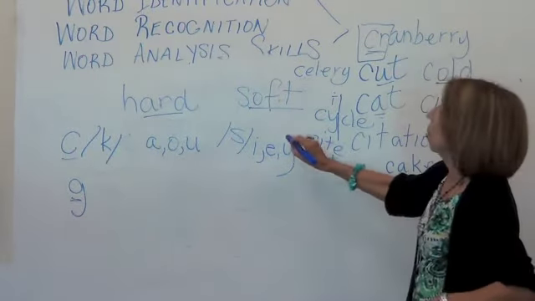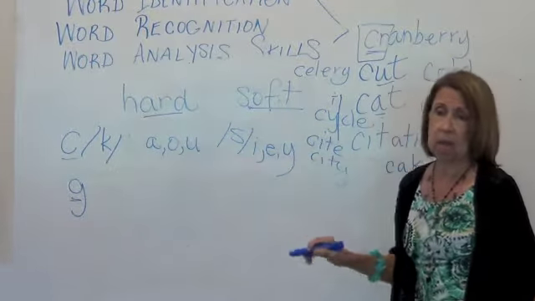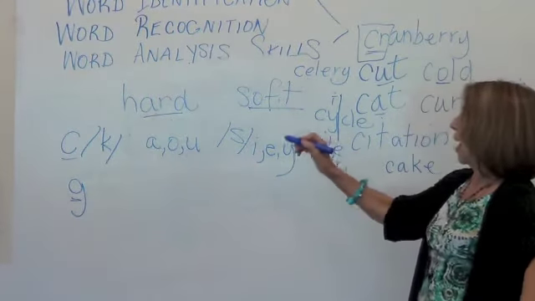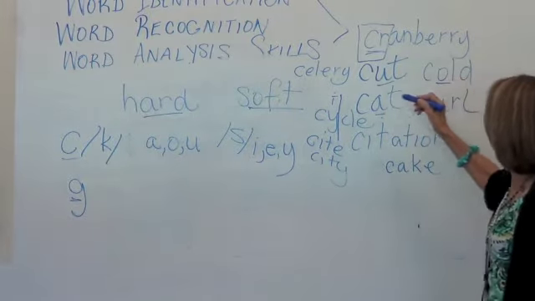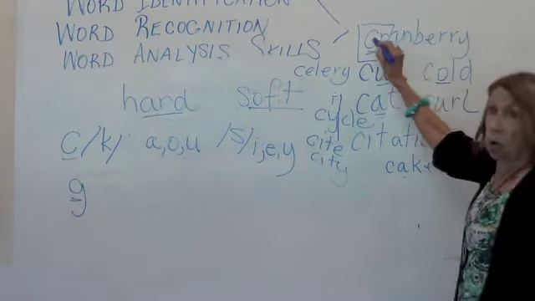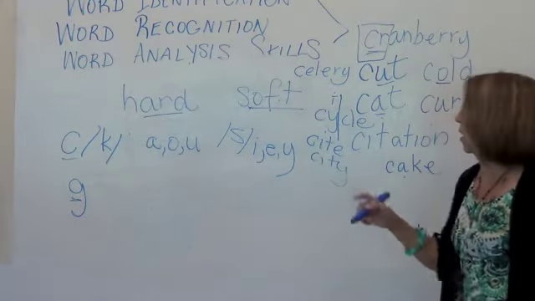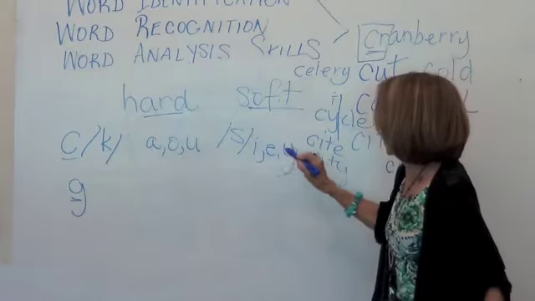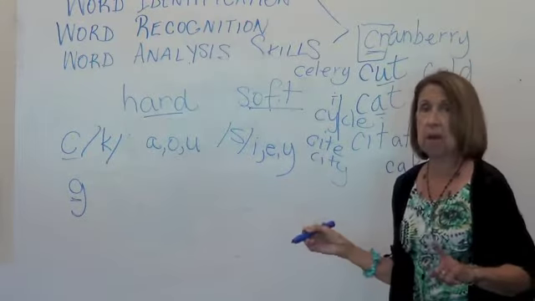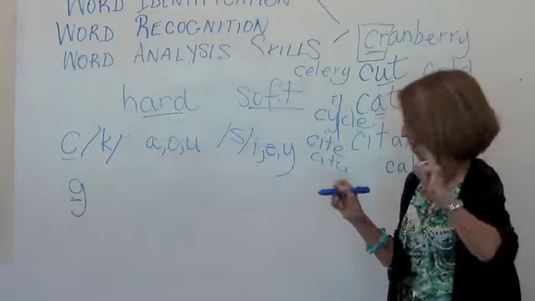All right. So most of the time, if the consonant C is followed by A, O, or U, like in cut, cold, cake, or when it's in a blend like cranberry, it's the hard sound. If it's followed by an I, E, or Y, most of the time, it's a soft sound.